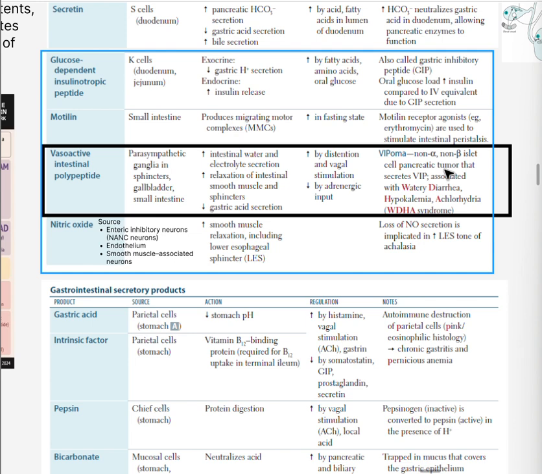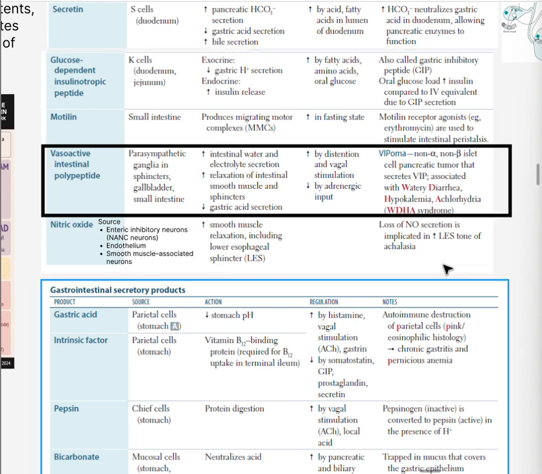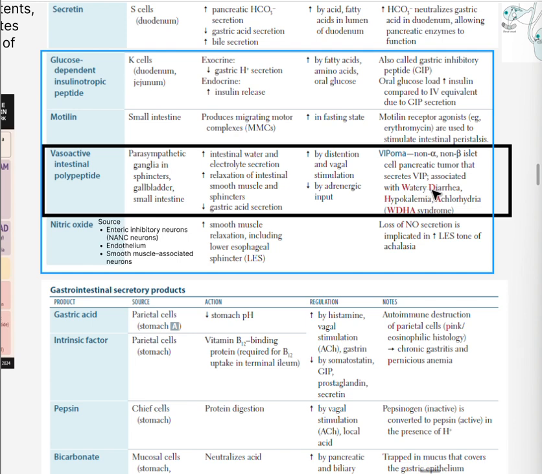It most commonly arises in pancreatic islet cells, usually in the pancreatic tail. These tumors produce large amounts of VIP. And the effects of VIP will be basically watery diarrhea. Because what was this doing? It was leading to a lot of watery intestinal fluid. So it's going to cause watery diarrhea here.